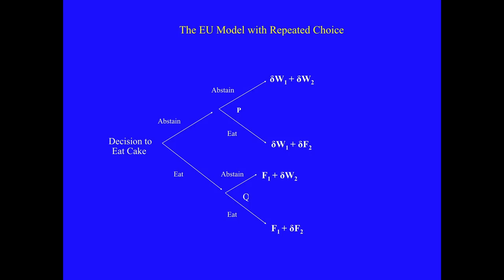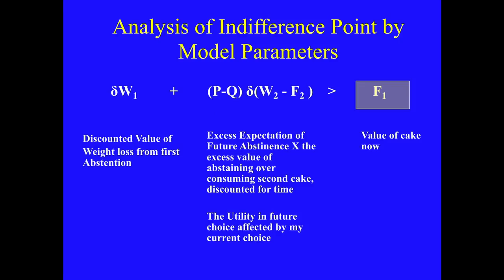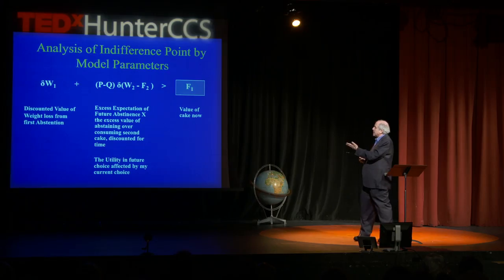And if I rewrite the last tree by simply putting these things in, notice these things turn into numbers, and I can solve this. Boom. I can take that tree and solve it by setting the expected value of one branch of the tree equal to the expected value of the other branch. And mathematics is magical. It gives me this equation, which I call the starvation equation.